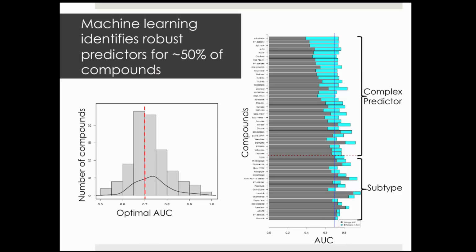Within each of these figures, or each of the bars on the right-hand side, each bar represents data from a single compound, where the height of the bar represents the AUC, the area under the curve, for the predictor, where the gray portion of the bar is the predictor based just on subtype, and the entire height of the bar, the gray plus the turquoise, is the AUC that you can achieve if you use the entire feature set for generating a predictor, so the whole set of molecular features.